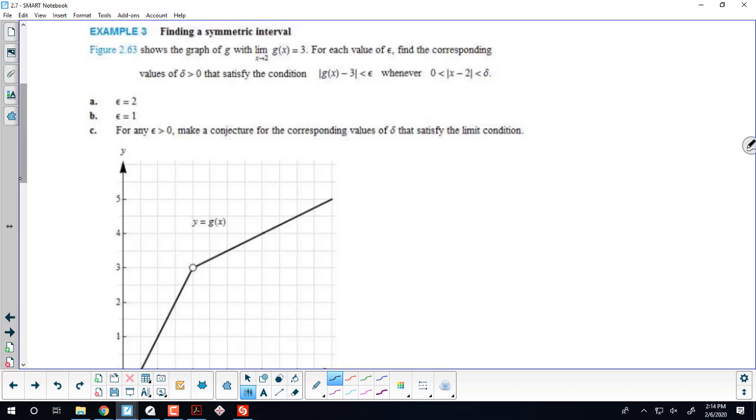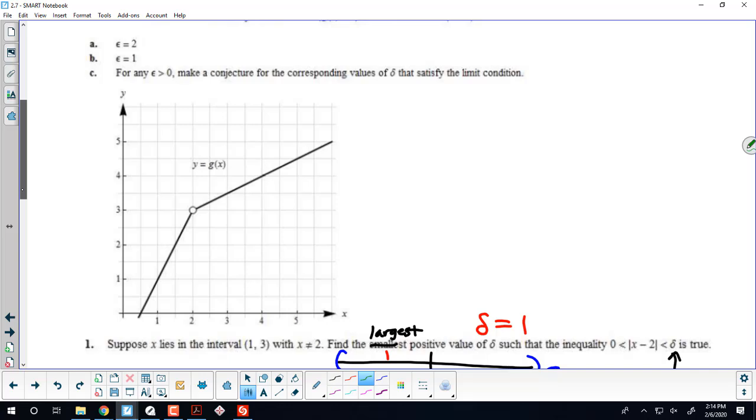Whenever absolute value of x minus 2 is less than delta, we're less than delta units from 2 on the x-axis. So this starts out giving us part A, epsilon equals 2.